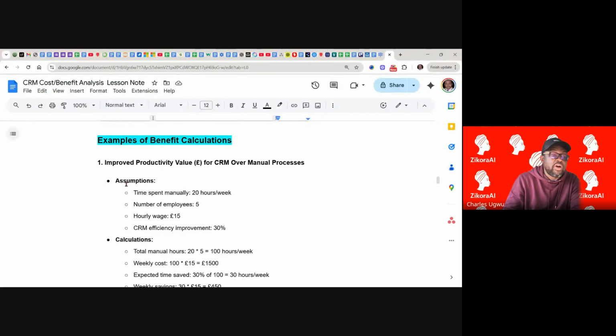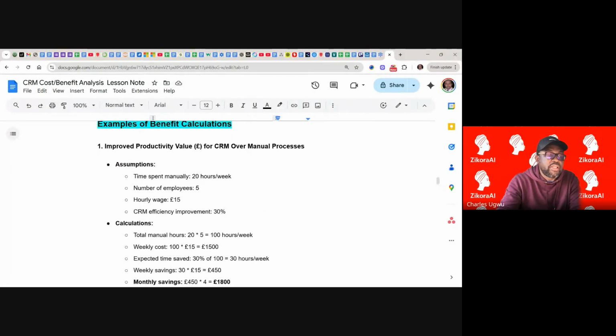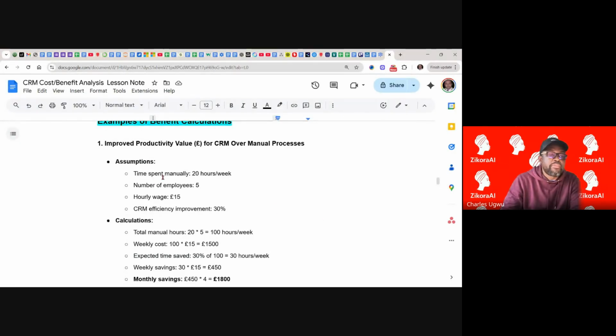Okay, this is all based on assumptions. Let's say the time spent manually is 20 hours per week. Number of employees is 5. Hourly wage is 15 pounds. So the CRM efficiency improvement is 30%.